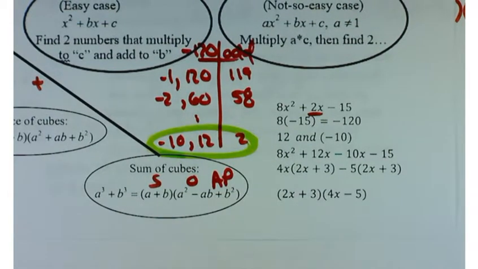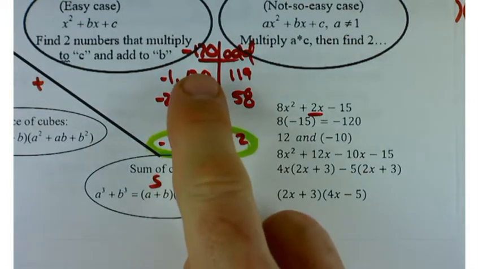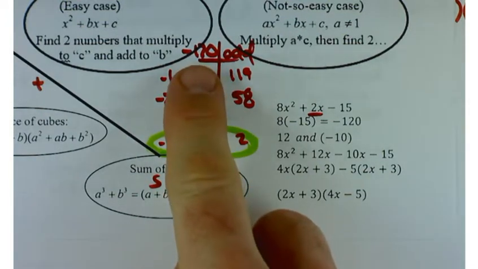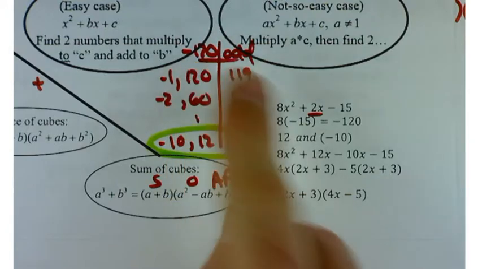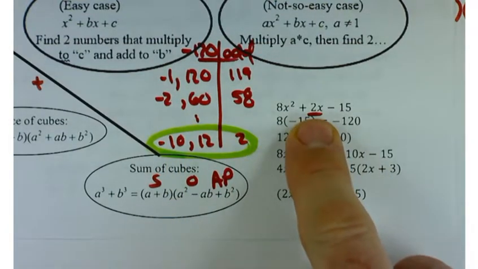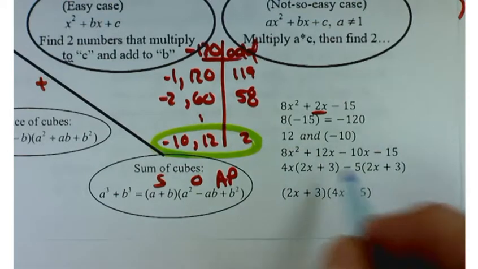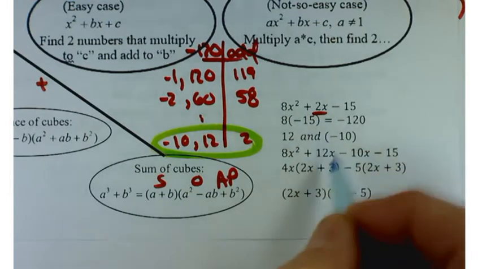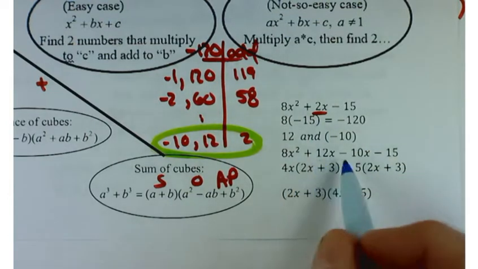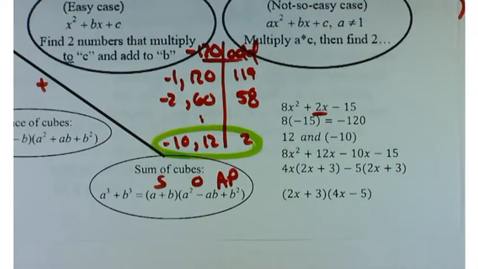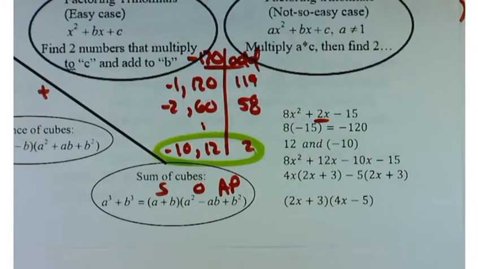So you work your way methodically down. The nice thing about this method is that if you can't find two numbers that multiply to negative 120 and add to that middle number 2, it's prime. That's it. You're done. So I like that about this method. You're going to take that middle number here and split it up. 2x. I'll split it up as 12x minus 10x.